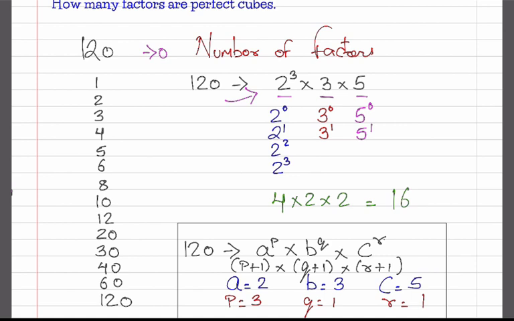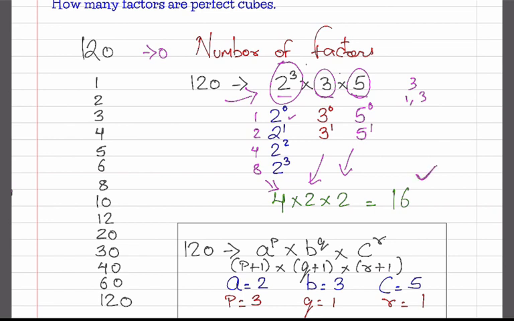Now what will I see? This is my 8. How many factors are there for this 8? 4, right? 2 raised to 0, which means 1; this is 2; this is 4; this is 8. So 4 factors. How many factors for 3? 1 and then 3, only 2 factors, right? How many factors for 5? 5 raised to 0 and 5 raised to 1, so 2 factors. 4 into 2 into 2 is nothing but 16.